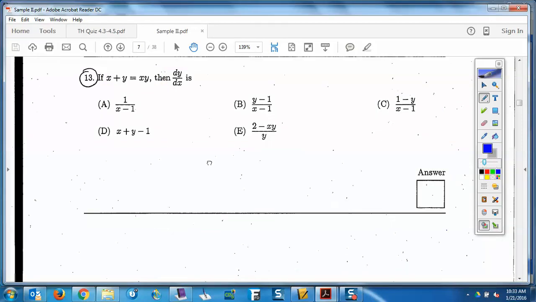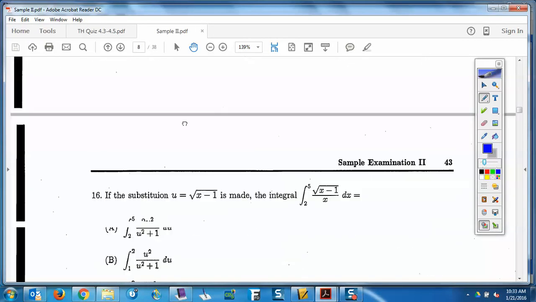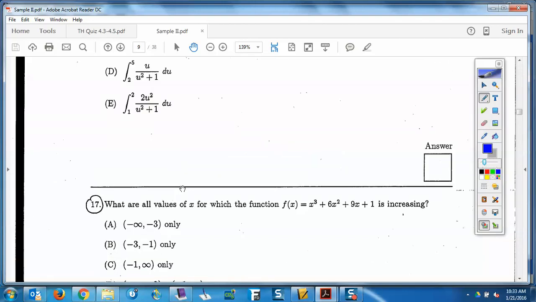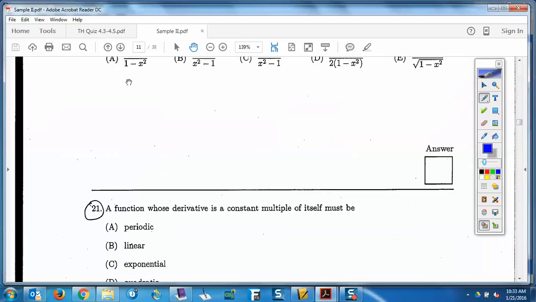All right. I am not going to do number 15. Okay. Yes. 22. All right. 15. Maybe sometime I can do it.